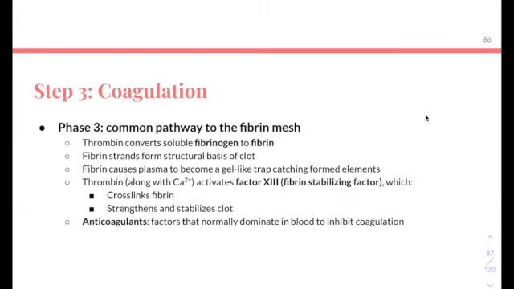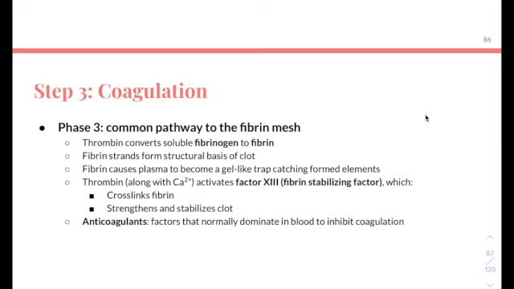And then phase 3 is the fibrin mesh. So we have fibrinogen in our blood that goes to fibrin. The fibrin strands, if you remember, those are from the tissue chapter way back in chapter 4. They form the basis of that clot. Fibrin causes plasma to become a gel-like structure, which causes the fibrins to cross-link, and it strengthens and stabilizes that clot. Keeps everything formed how it should until it's no longer needed.